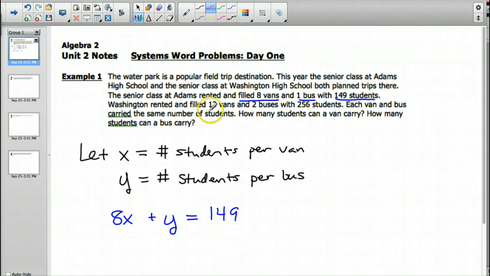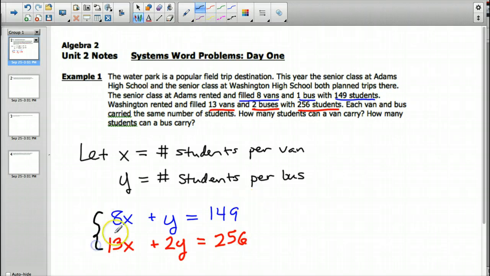Washington, they took 13 vans, so that's going to be 13 times x. They also took 2 buses, so that's going to be 2y. If you take the number of students per van times 13, the number of students per bus times 2, that's going to give you the total of students that went with Washington, which is 256. And so now I've created my system of equations. 8x plus y equals 149, 13x plus 2y equals 256.